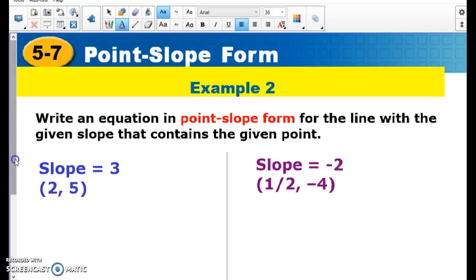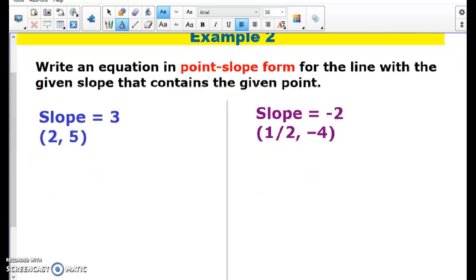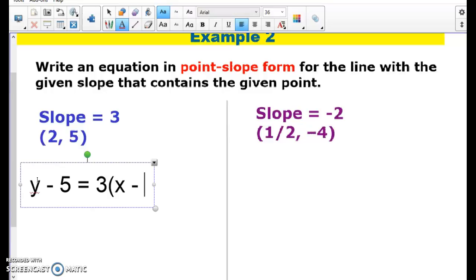Alright, so like I said before, this is pretty much more of a vocab, plugging in lesson, not a whole lot of math that we're actually going to be doing today. So let's try this one. I know I'm going to start with y minus, and our y for this problem is 5, equals our slope, which is 3, and then x minus, and our x for this problem is 2.